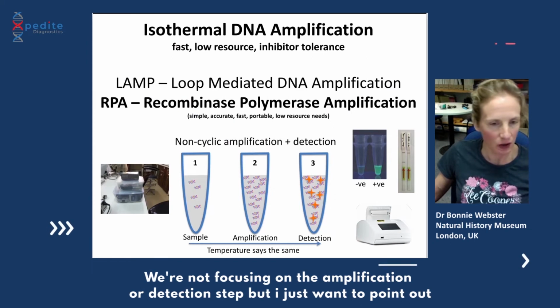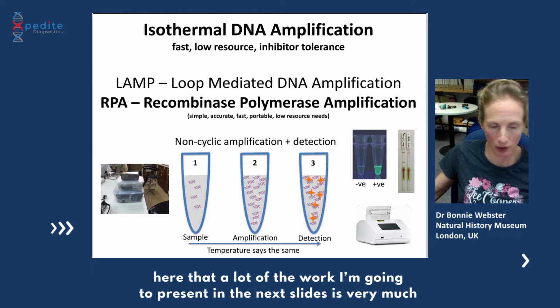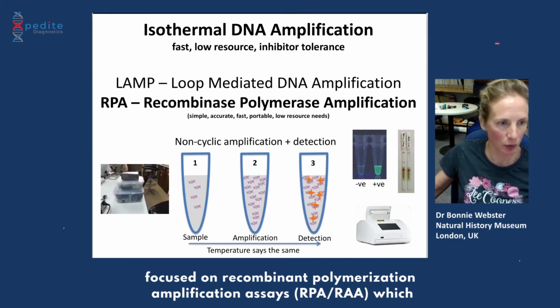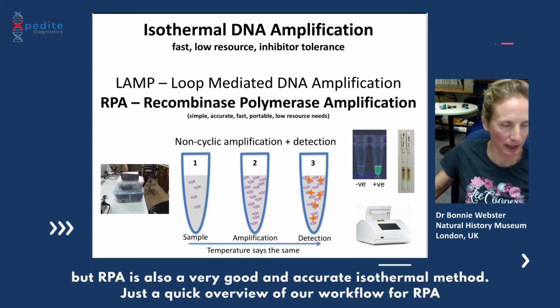So we're not focusing on the amplification or detection step, but I just want to point out here that a lot of the work that I'm going to present in the next slides is very much focused on recombinase polymerase amplification assays, which is very simple, accurate, fast, and portable. Obviously, most people know about LAMP, but again, RPA is also a very, very good and accurate isothermal method.